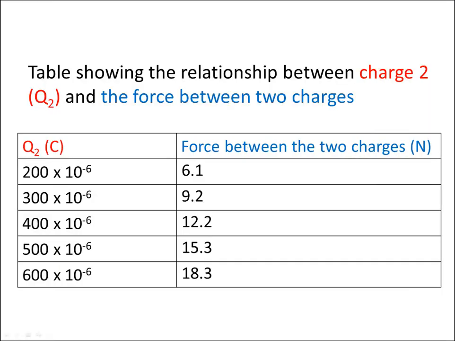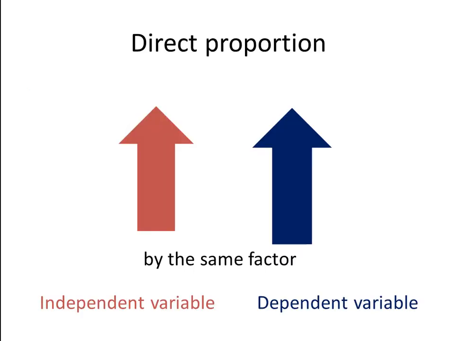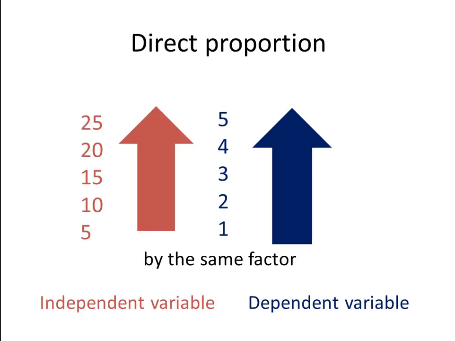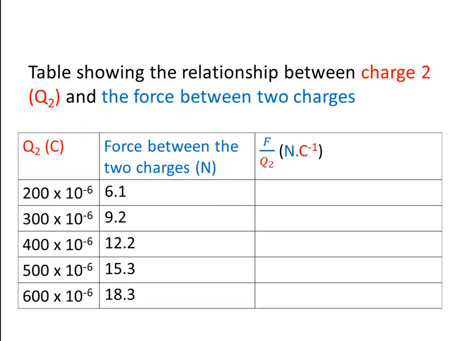What do we notice? As we increase Q2's value, what happens to the value of the force? Does it get more or does it get less? It gets more. The more, the more. Now the issue is, is it more by the same factor? Is this direct proportion? How can we check? The quickest way to check is if we do have direct proportion, then one variable divided by the other will give us a constant value. Let's check if that's so.